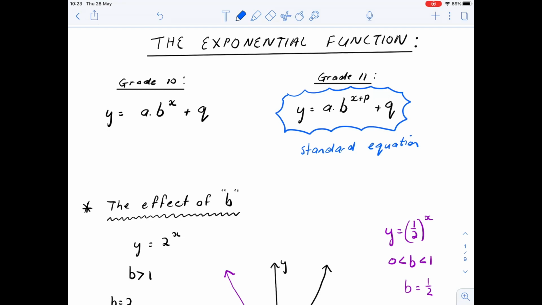It is something we did last year, and you also had revision a few days ago. So I'm going to start off, before we sketch it, by giving you a bit of background and the effect that the different variables have.